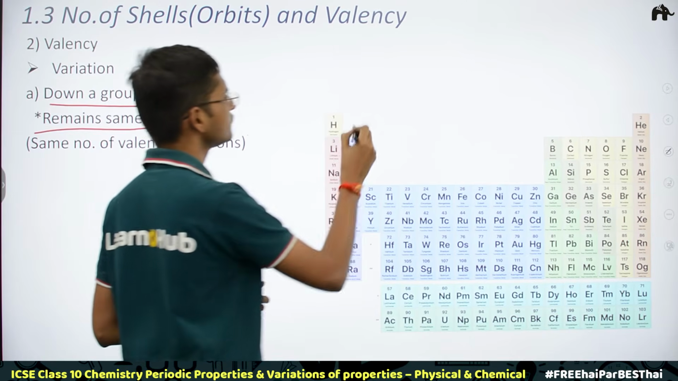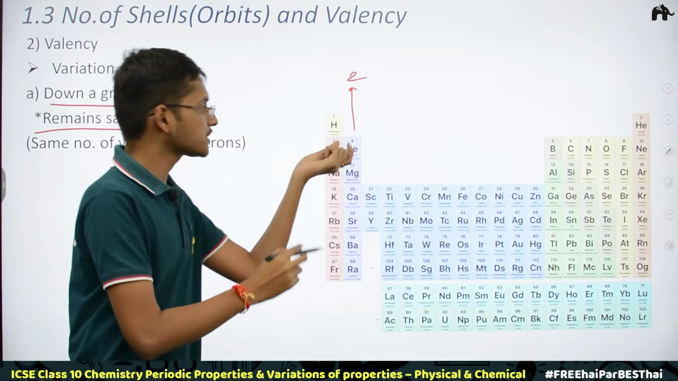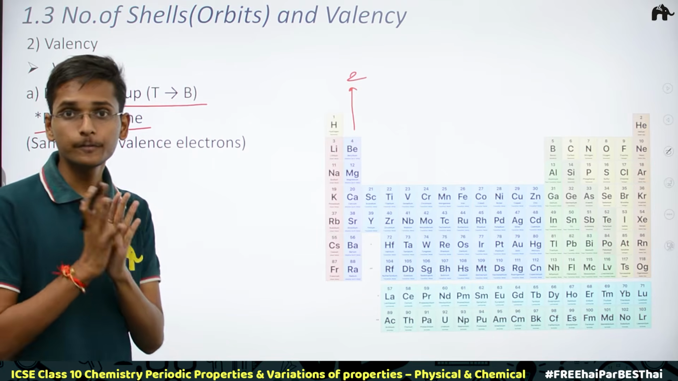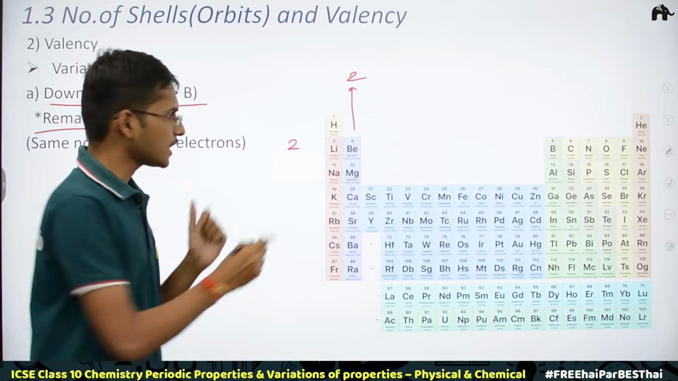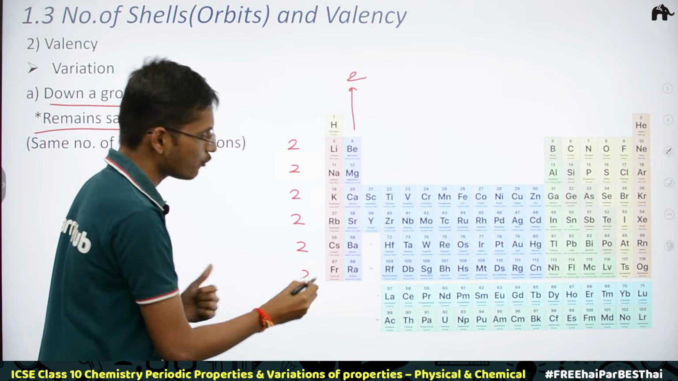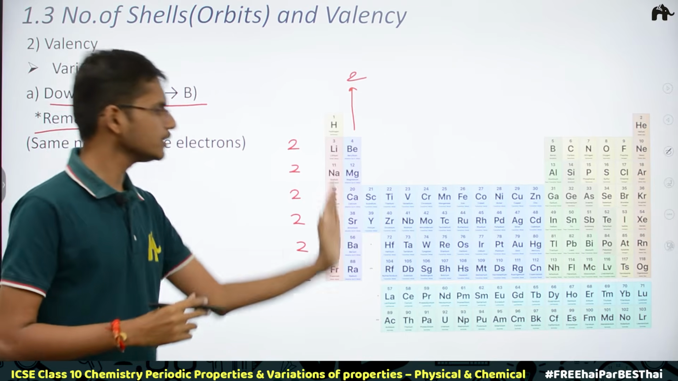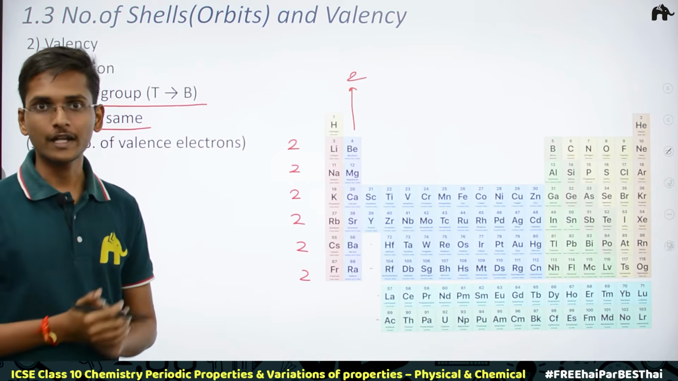I'm taking the example of group 2. Now if you write the electronic configurations of all the elements of group 2, what you would find is that all these elements have 2 electrons in their valence shell. The atoms of all these elements will have 2 electrons in their valence shell.